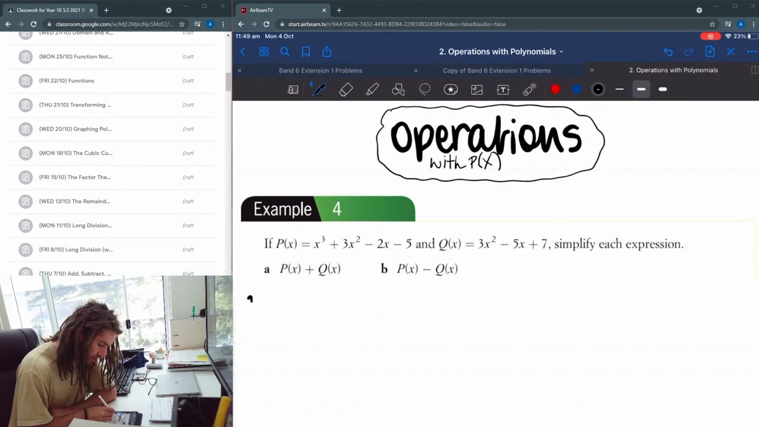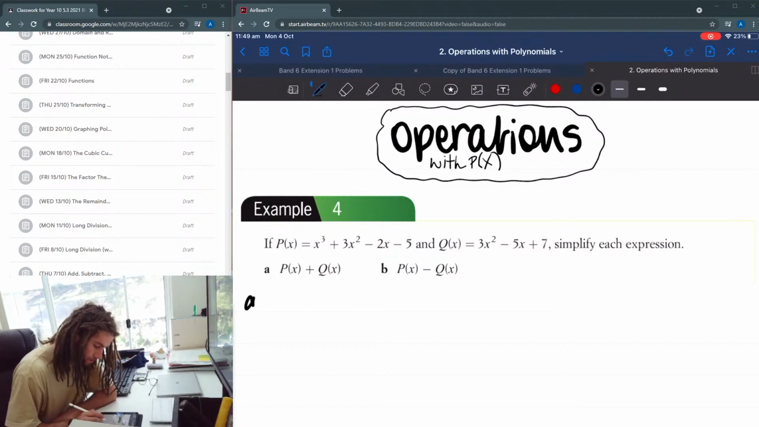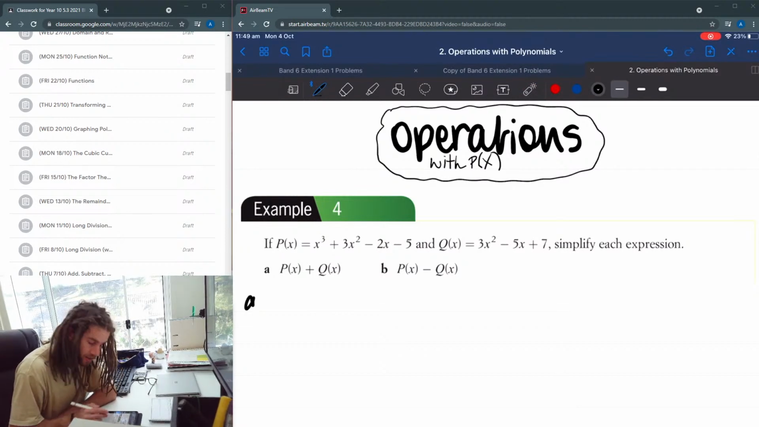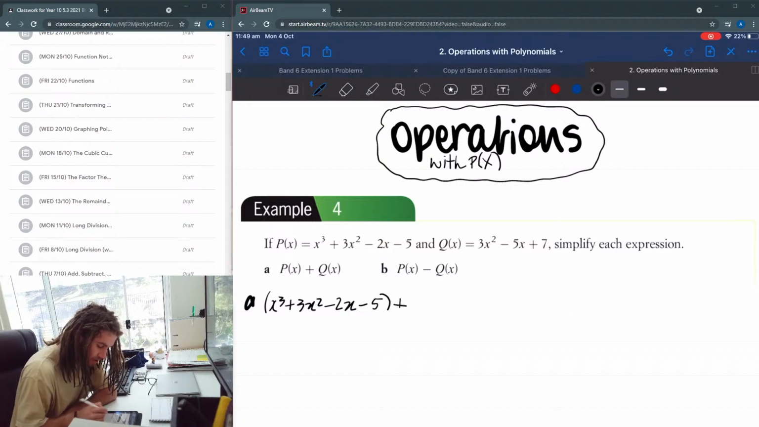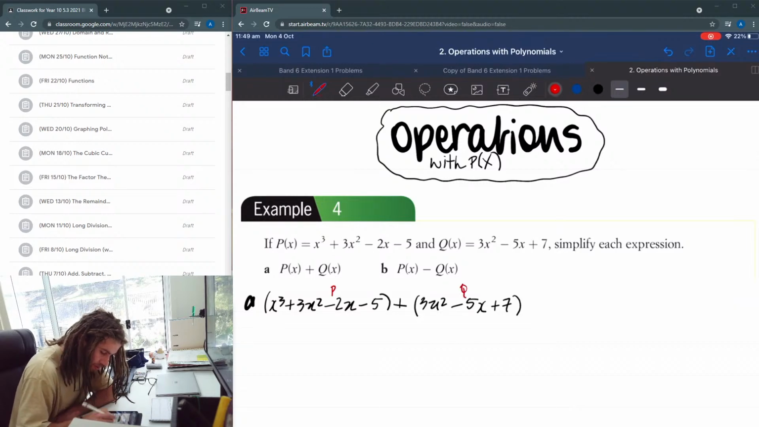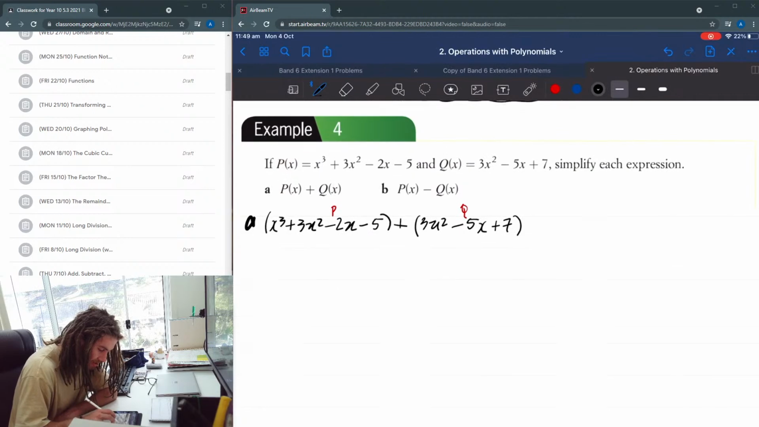You might think, okay, how do I add 2 polynomials? Well, exactly how you'd think. What's p of x? Well, p of x is x cubed, and I use brackets, minus 2x minus 5, plus q of x. So q of x is 3x squared minus 5x plus 7. Okay, so this here is p, and this is q. And I'm just adding them, which literally means I add them.